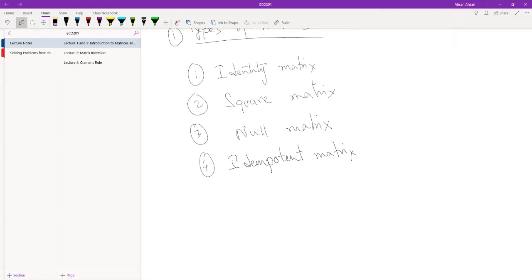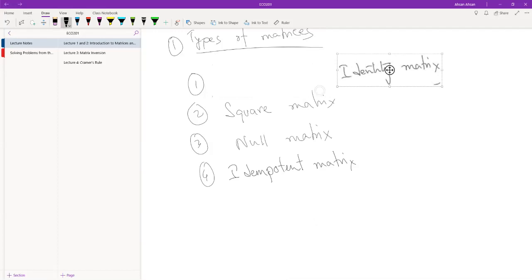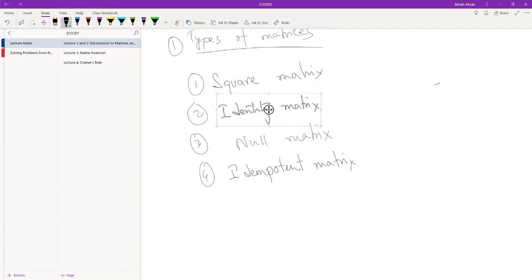So let's start with identity. Actually, let's start with square matrix. I have the ordering wrong actually. So I'm going to get rid of this and bring this up here. Take this down here. Okay, so let's start with square matrix.